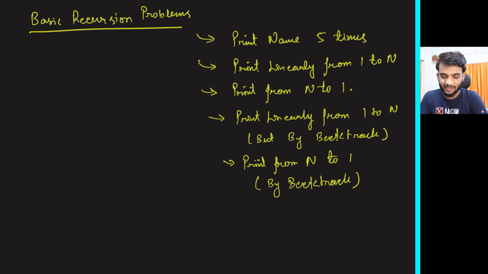So in this video, we are going to solve some problems. The first one being print name 5 times. I'm assuming you can do that. Print linearly from 1 to n using recursion, definitely. Print linearly from n to 1. Then print linearly from 1 to n, but with backtracking. Over here, I'll teach you how you can do things using backtracking. And print from n to 1 again using backtracking. I'm assuming you can do the first 3, but still I'll recommend you to watch the entire video, because the concepts get clearer the more you watch the videos.